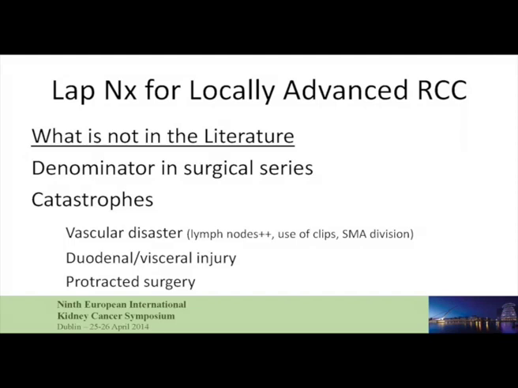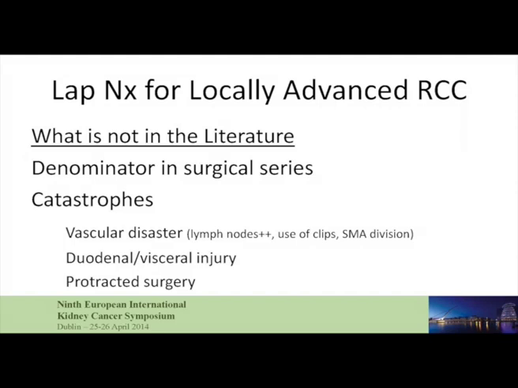I personally am aware of currently 4 active medico-legal cases in England alone over the past 18 months of patients who have died as an intraoperative or early postoperative death related to a locally advanced renal tumour, related to vascular disaster.